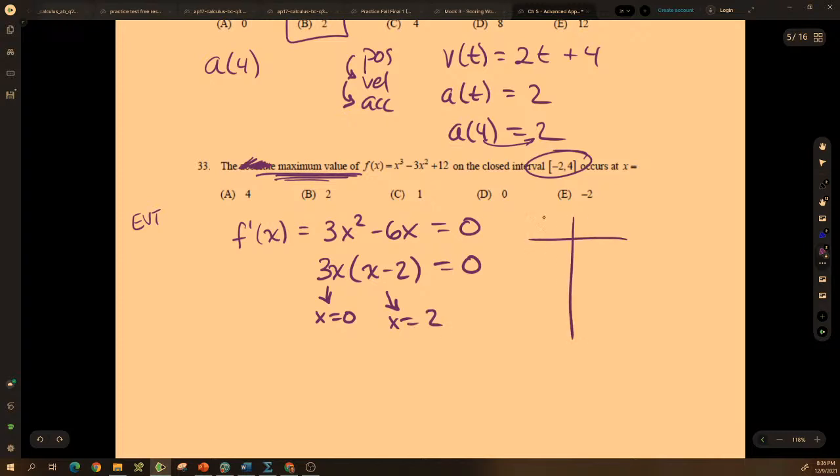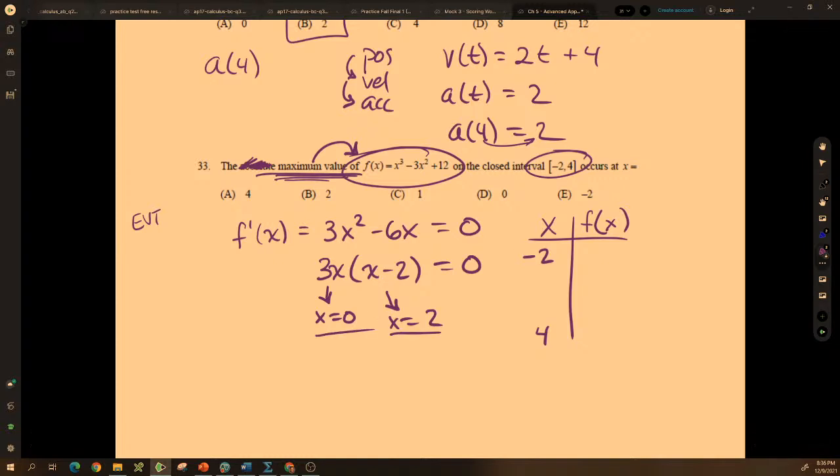Then our second step is to make a table with x, and again, whatever I took the derivative of, whatever I want the maximum of, that's what goes over here on the right side of the table. Then I put my endpoints, negative 2 and positive 4, and any critical points that are within there. So I need to make sure that both of those are in between negative 2 and 4. They both are, so I'm going to include both of them.